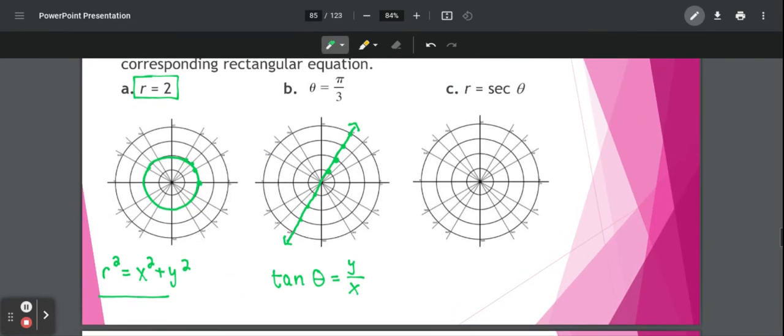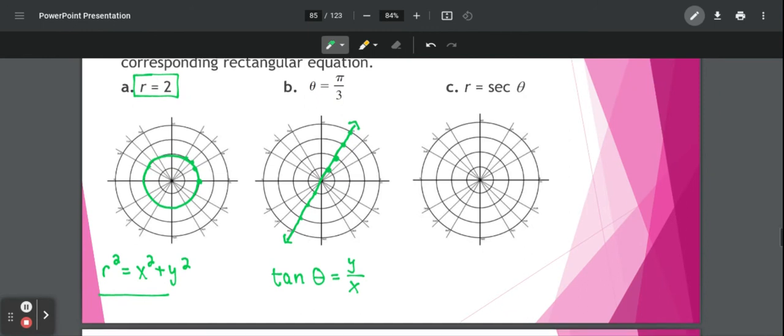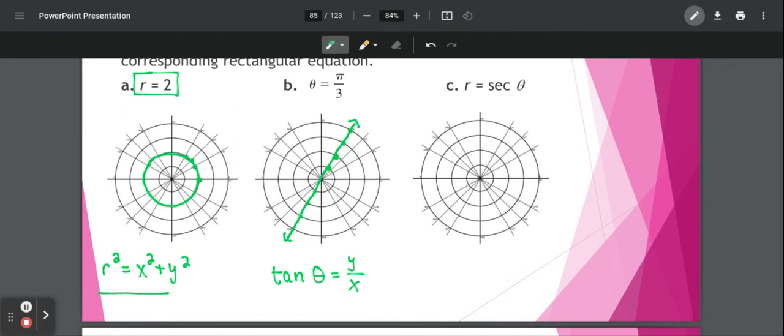And then part C is pretty tricky. If you just have r equals secant of theta, you might not really be able to graph it. So with that one, let's first convert it. And remember, if we have secant, think back to your relationships and remember that cosine of theta is 1 over secant. So secant and cosine go together, which means we're probably going to use that r cosine theta equals x relationship here.